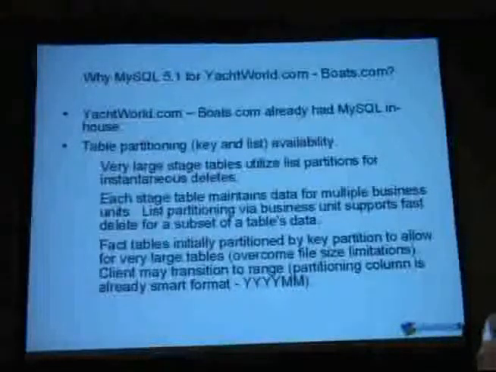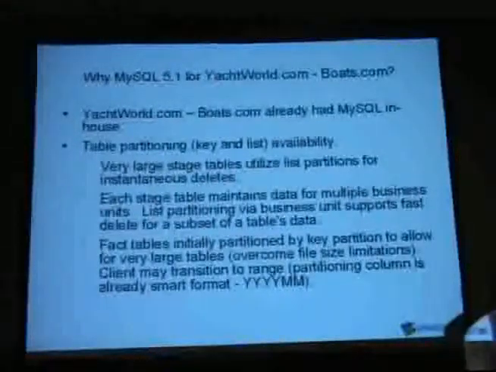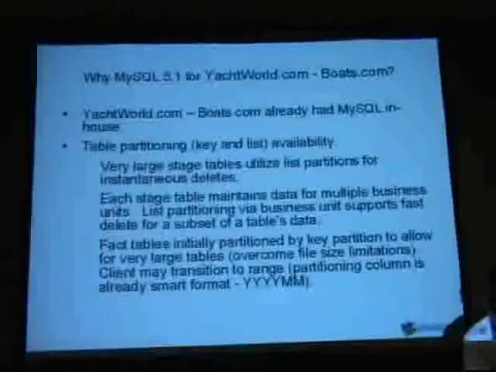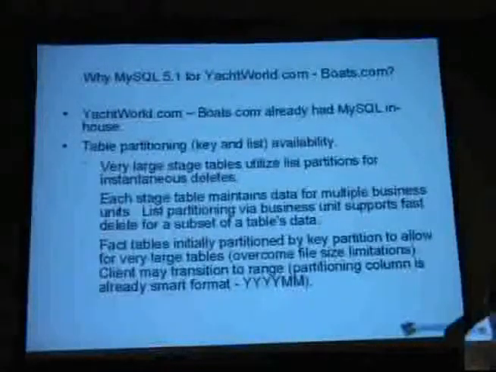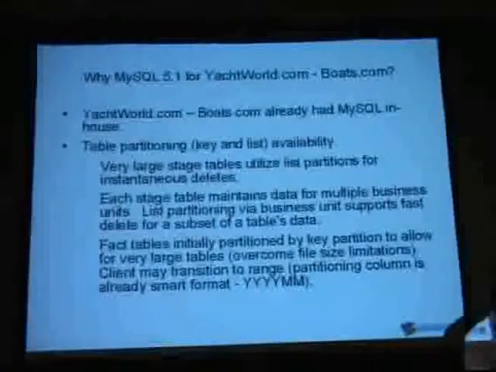So for the fact tables, we had to overcome file size limitations for some of the fact tables. And that's why we initially went out with just key partitioning. But the partitioning column was a smart column in a year-month format. So we talked about transitioning to a range partition for that to help us with the queries. But as far as I know, they haven't done that yet. It was good enough to overcome the file size limitations.